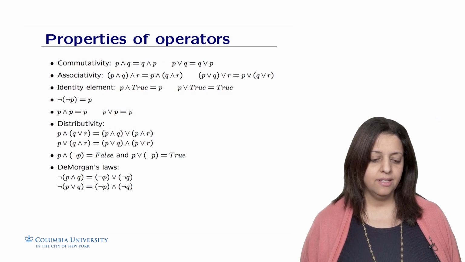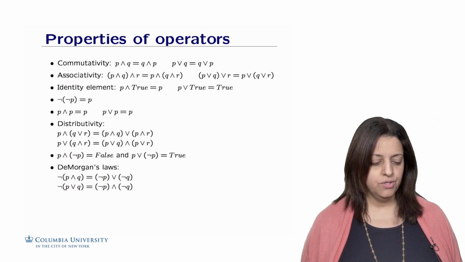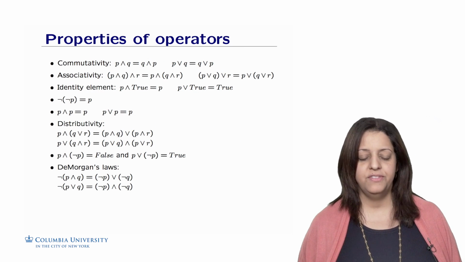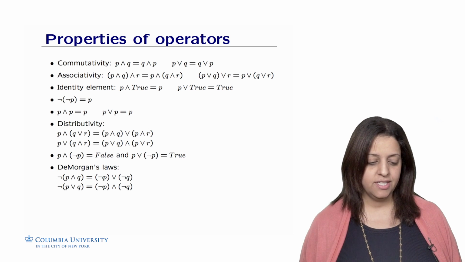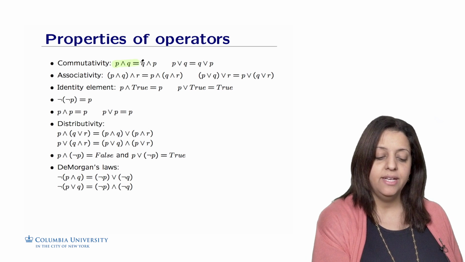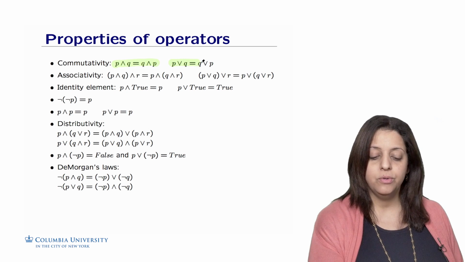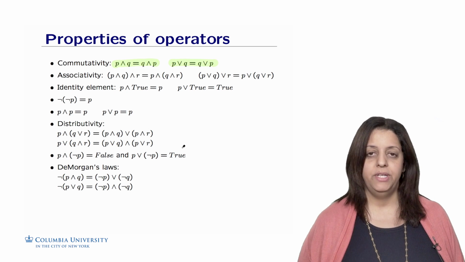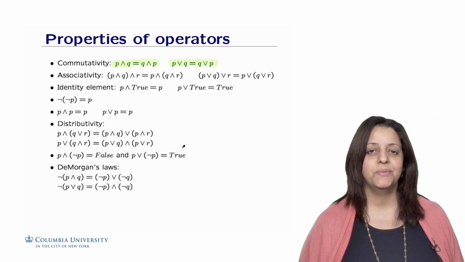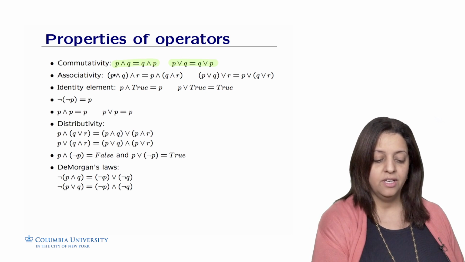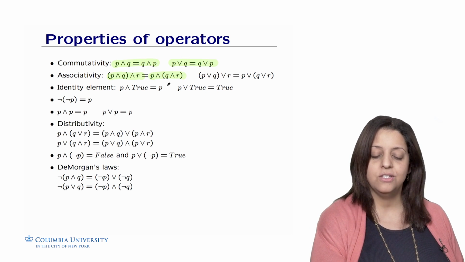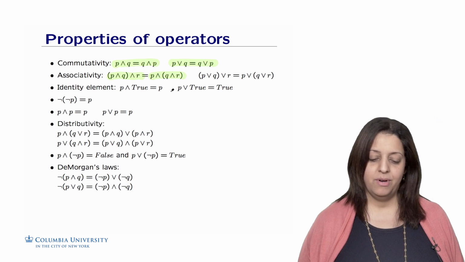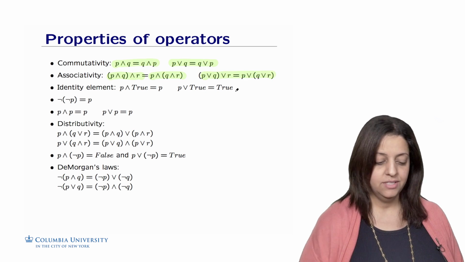Just like in arithmetic, we have some properties on the operators. For example, the property of commutativity holds for propositional logic symbols. For example, P and Q is equal to Q and P. P or Q is equal to Q or P. But P implies Q is not equal to Q implies P, so be careful with that. Associativity: if you have P and Q and R, you could just change the order of the parentheses. Same thing for the disjunction.